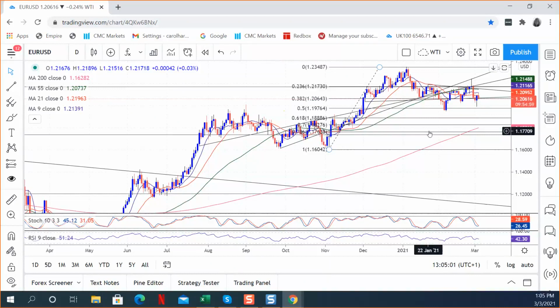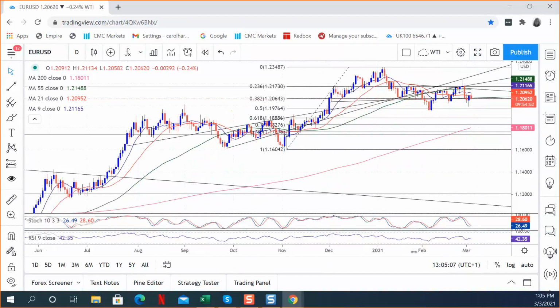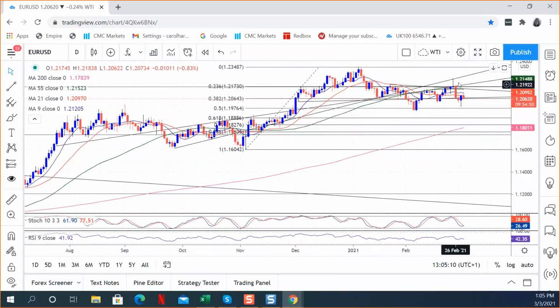Now, the euro-dollar really did. This was a really weird day. I mean, it just went up. It hit my line exactly. You can see where I drew it on. Where I drew it on.